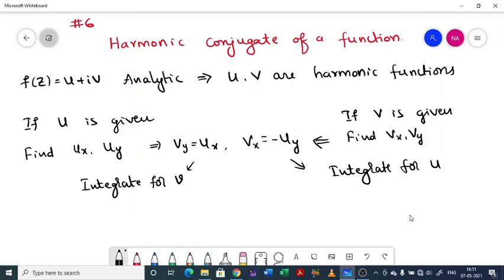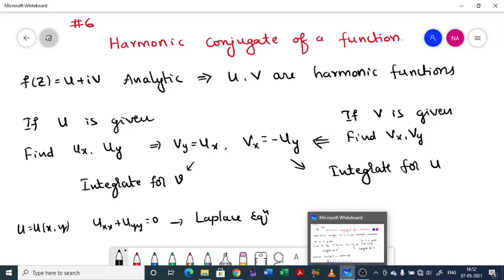Before going to what we mean by a harmonic conjugate of a function, first we need to recall what a harmonic function is. We say that a function u, which is a function in two variables, u equal to u of x comma y, is harmonic if u double x plus u double y equal to 0. If the sum of its second order partial derivatives is equal to 0, then we say that such a function is harmonic. And this equation we call the Laplace equation.